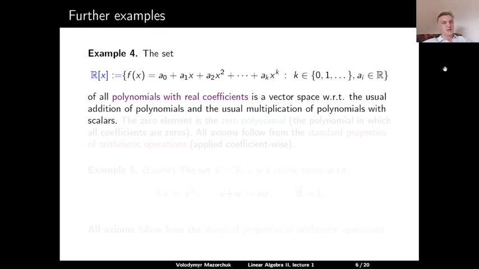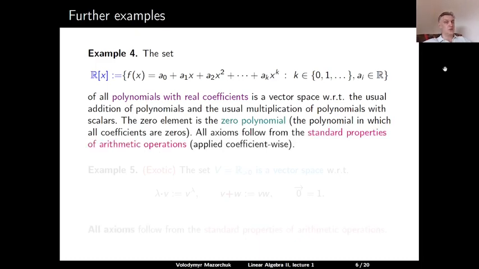And this set is a vector space with respect to the usual addition of polynomials and usual multiplication of polynomials with scalars. The zero element is the zero polynomial, so the polynomial where all coefficients are zero. And again, all axioms follow directly from the standard properties of arithmetic operations applied coefficient-wise. Addition of polynomials and multiplication with scalars are defined coefficient-wise.